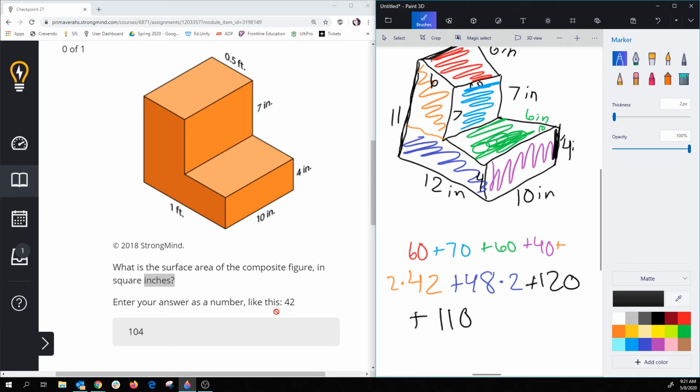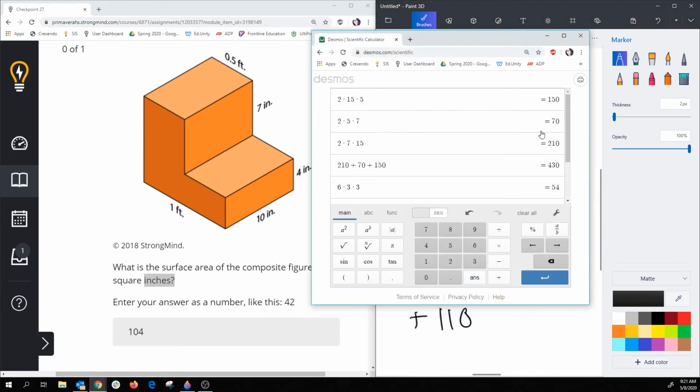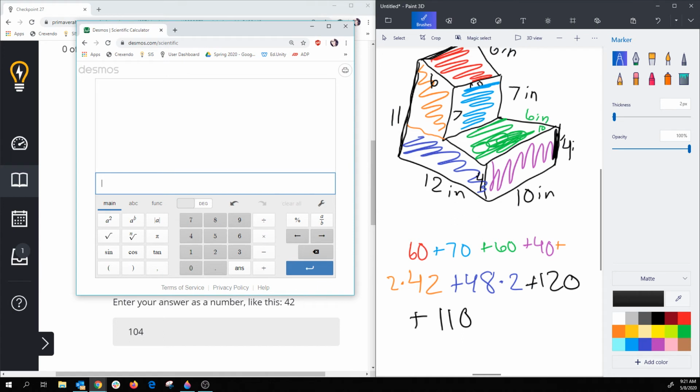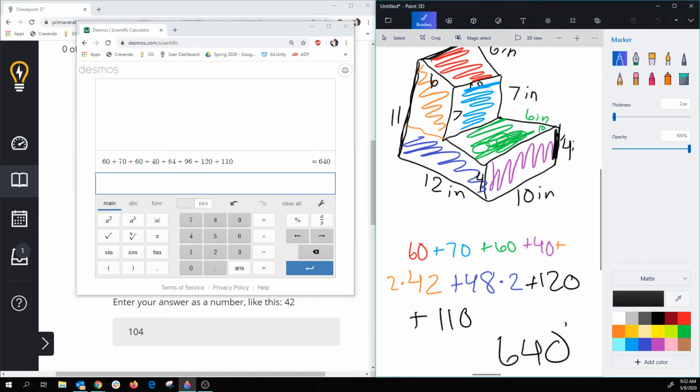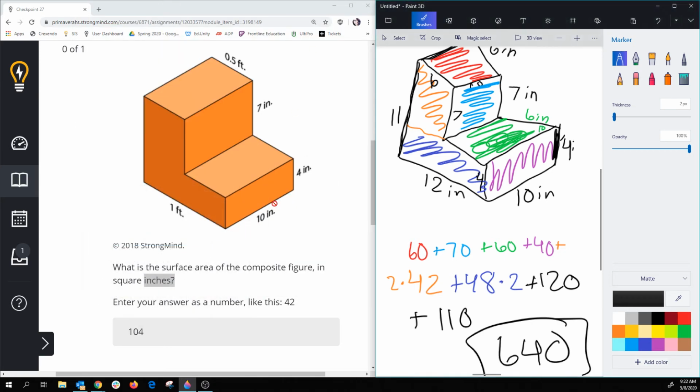So now all I need to do is add all of these together. I'm going to pop them into my calculator. Okay, so I have 60 plus 70 plus 60 plus 40 plus 84. I multiplied it by 2 in my head. And then this would be plus 96. Again, multiplied it by 2 in my head. Plus 120 plus 110, which gives me 640. So the final surface area for this composite figure would be 640.